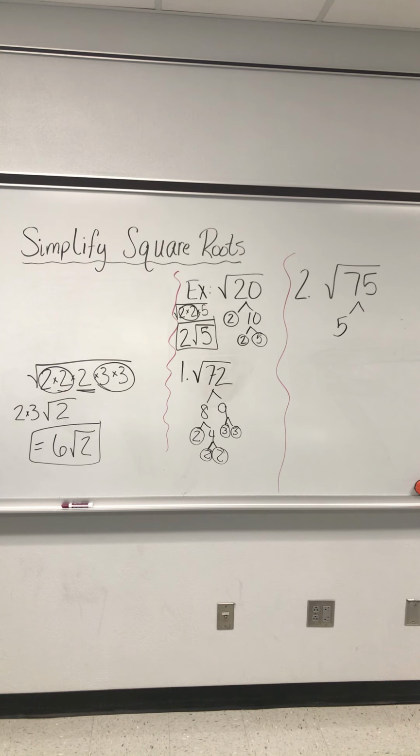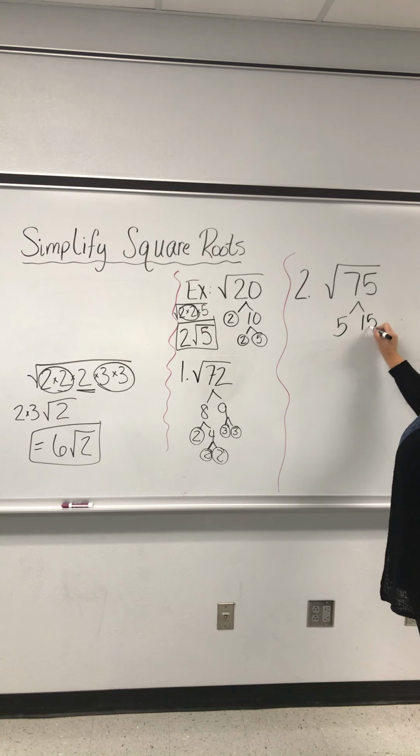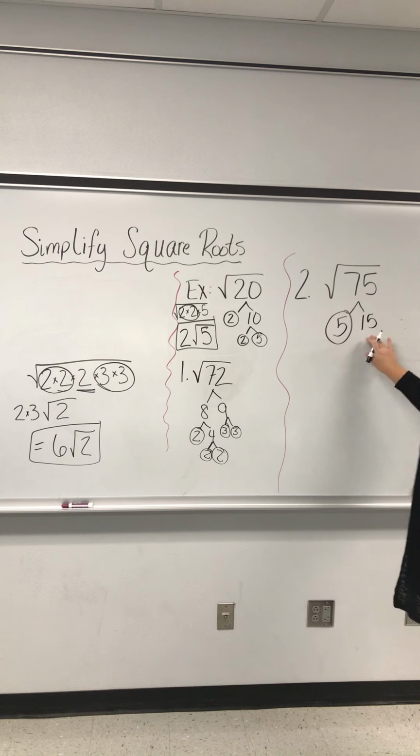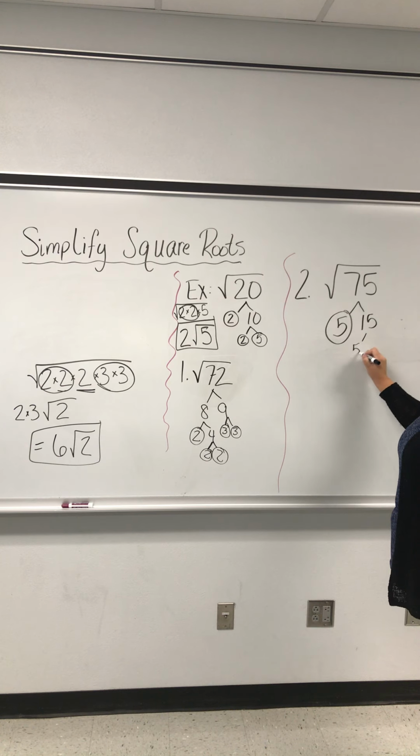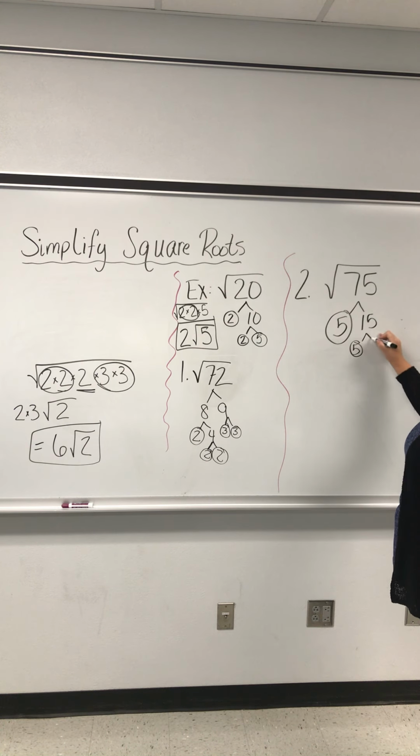5 times what will give us 75? You put that into your calculator. It'll be 15. 5 is prime, we will circle it. 15 is not a prime number because 5 goes into that as well. 5 times what will give us 15? 3, and 3 is a prime number.